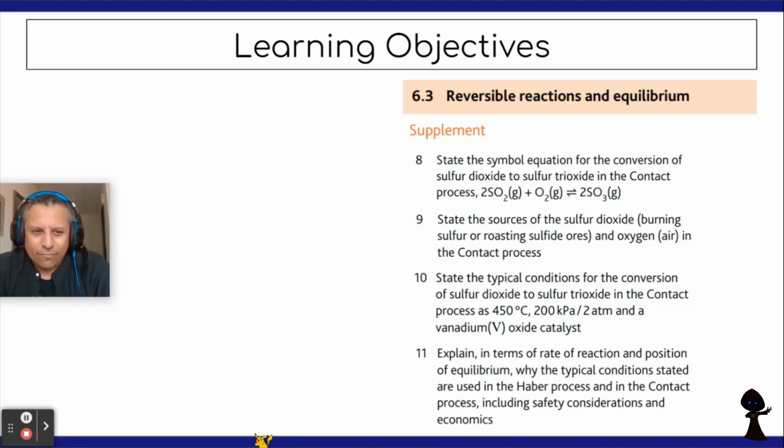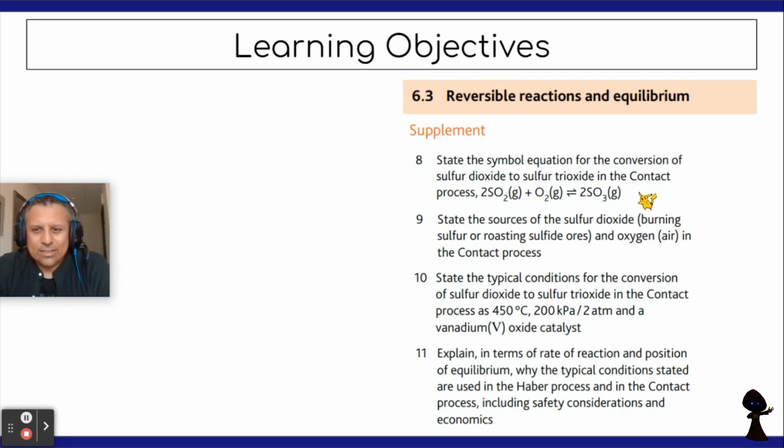So these are the four learning objectives that I hope to be covering in today's video. My general tip for anything that you see in a specification that says state is to try and put it on a flashcard, because they will want you to write it down as is, word for word, letter for letter, subscript for subscript. So the three things that you will need to be able to memorize and recall in the exam: being able to give the simple equation for the conversion of sulfur dioxide to sulfur trioxide in the contact process. That's this equation over here.